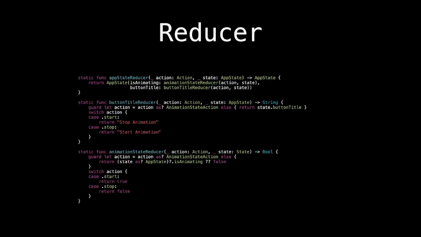And if we talk about reducer, in this example I have the main app state reducer, right? So I'm reducing, creating the new state. I have two states, let's separate them. I have the button title, and I have the animation state. So it requires me to basically write two different reducers, and I'm just reducing this. I'm returning the new state according to the action that was sent.